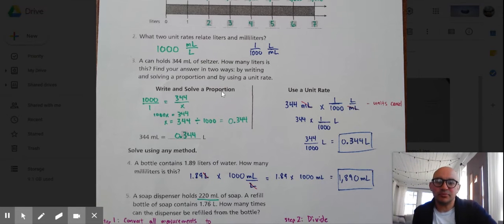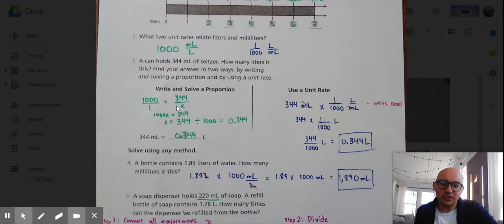Well, the way we solve it, proportion problem, you're going to use our cross multiplication here with our green ink. So I set it up as this, 1,000 over 1. This is 1,000 milliliters on top, liters on bottom. Here I've got the same setup on the other side of the equal sign, 344 milliliters on top, and then x liters on bottom. X's are unknown, so we use that variable.